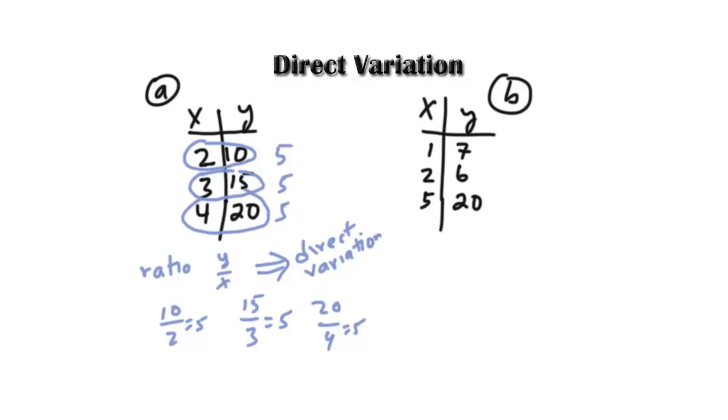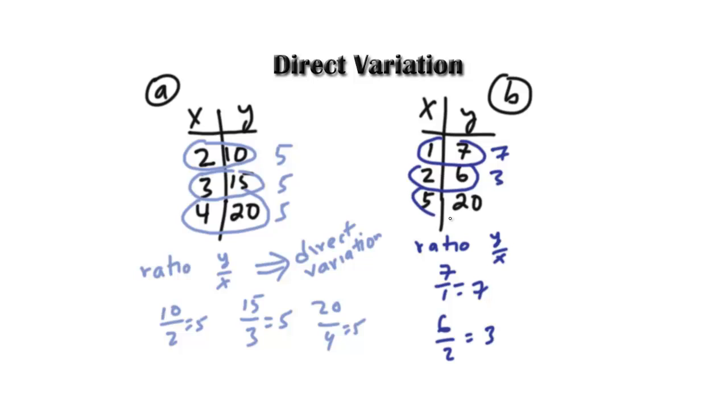Now let's try to do that with B. So 7 over 1, y over x. We want to check the ratio y over x. So this one is 7. Do the same thing for 2 and 6. So 6 over 2, that's 3. And do the same thing for 5 and 20. So 20 over 5, and that comes out to 4.